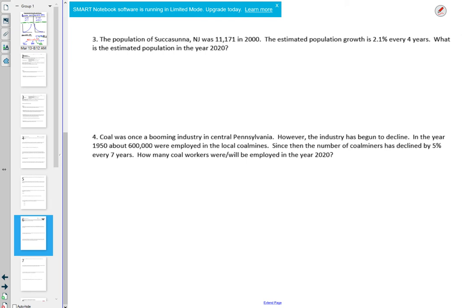So let's write the function first, right? We want to know the workers, so let's call this one W, not because you have to, just because I want to. What is W going to depend on? Time, and what is time being measured in here? What unit? In years. So after the equal sign, first comes the initial amount. Once this decline started, how many coal workers were there?